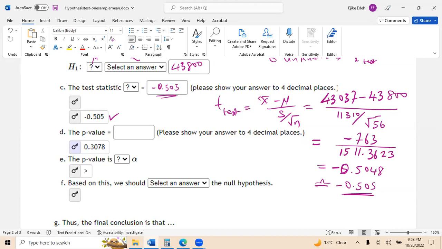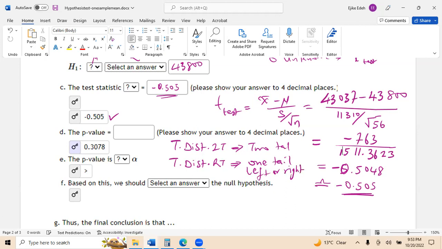Remember, for the p-value, you're supposed to use T.DIST.2T if you are doing a two-tail test, right? But remember, in this case, we're not doing two tails. So you have another function, T.DIST.RT, standing for right tail, right? So this is used when you're doing one tail. Whether this one tail is left tail or right tail, it doesn't matter. You use the same function to compute it, right? By the way, remember in the function, you always put in a positive value.